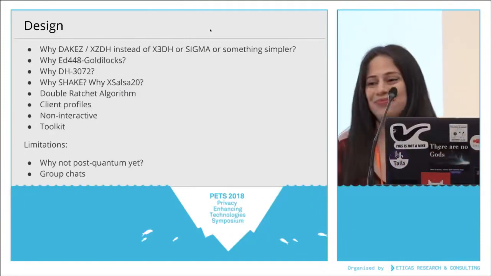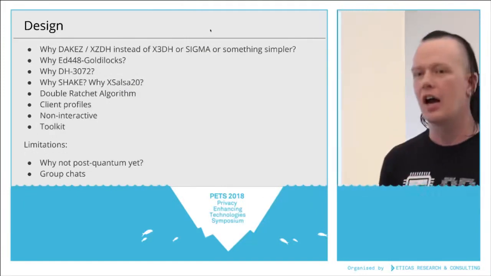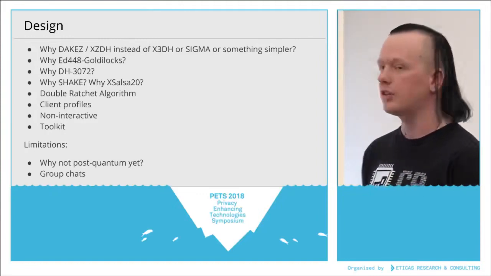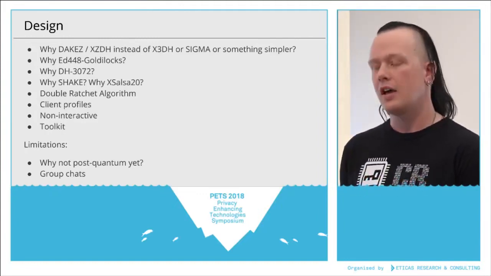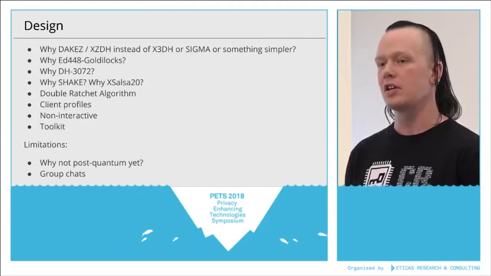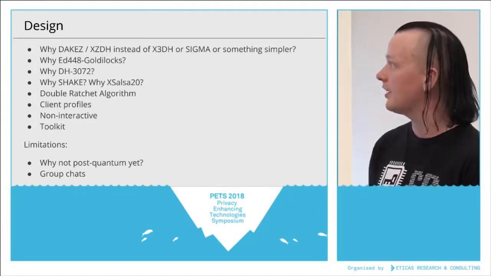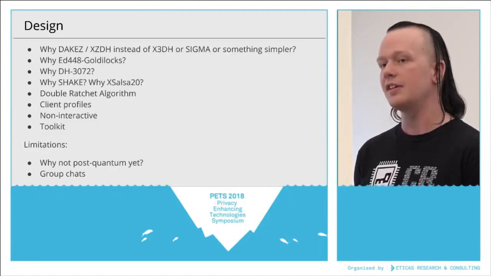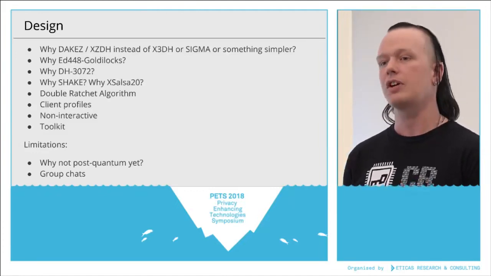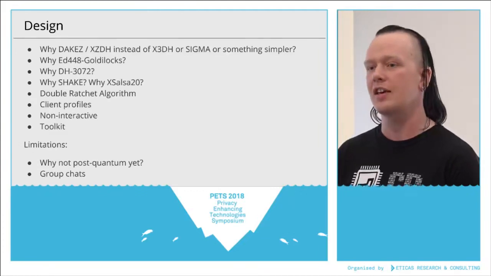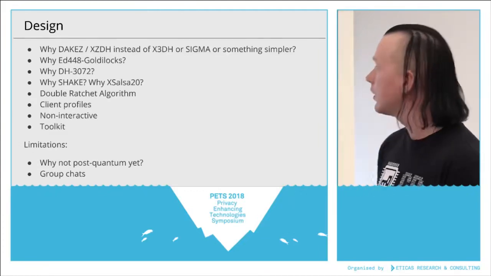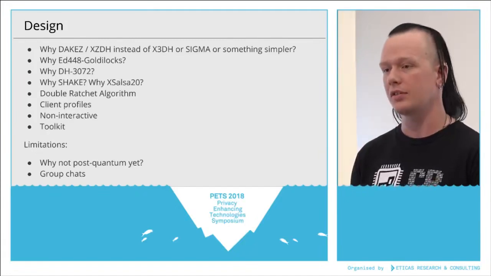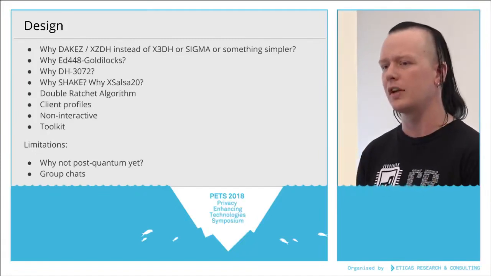Okay, so let's go through a few specific examples here, just to be specific. First of all, we ended up using two different of the deniable authenticated key exchanges from Nick's paper, DAKEZ and XZDH. And we use these instead of the very common these days X3DH AKE that Signal uses, or the SIGMA model that OTR version 3 uses. It's not exactly SIGMA, but it's close enough.